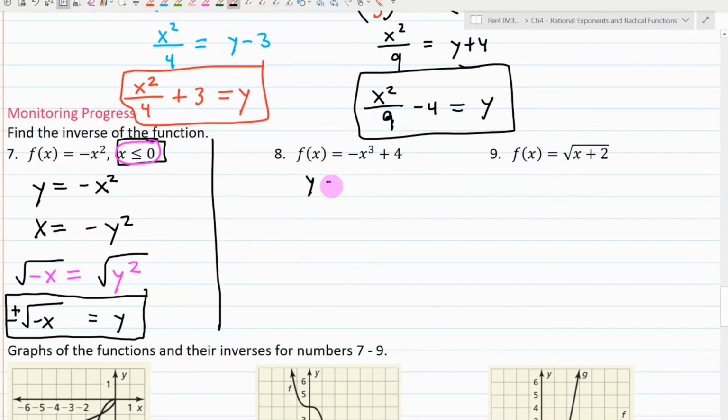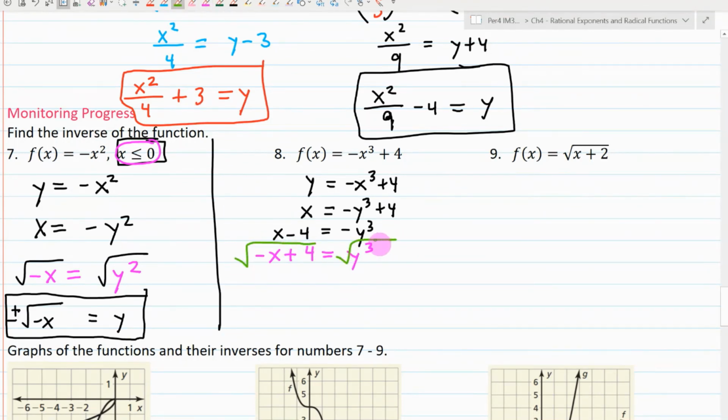The next one, y is equal to negative x to the third plus 4. So we switch the x and y. We have to do addition subtraction first, so subtract the 4. Then we have to do multiplication and division, so we're going to divide everything by negative 1, which basically changes the sign of everything. And then we're going to take the cube root of both sides to undo that exponent. So we're going to get the cube root of negative x plus 4 is equal to y. We don't have to worry about a plus minus because that's not an even root.